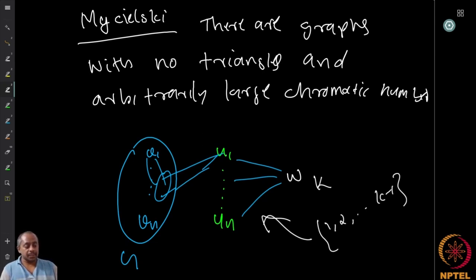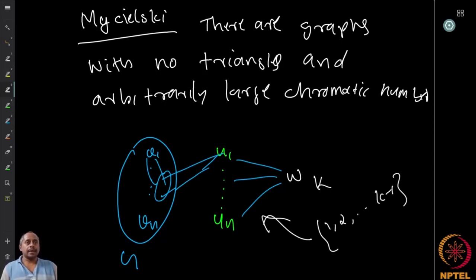But this says that I am using just the colors 1 to K minus 1 to color all the vertices of the graph G. But G was a graph with chromatic number K, which means that there is no proper K minus 1 coloring. So this contradiction proves that there is no coloring where we are using only K colors. So therefore, the chromatic number is at least K plus 1. And we already proved that it is at most K plus 1. So therefore, the chromatic number increases by exactly 1.